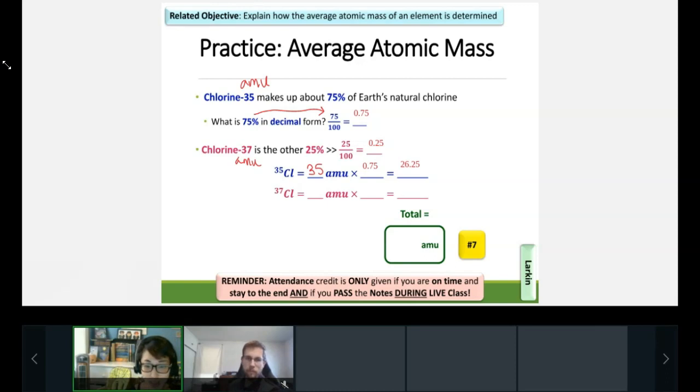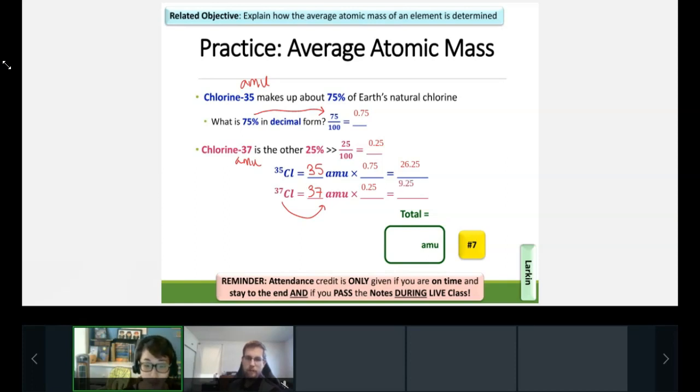Let's do chlorine 37. Again, chlorine 37 by definition, the way that we name it, has a mass of how many AMUs? Yes, 37. Excellent. And this time, this one only occurs 25% of the time. So we're going to multiply it by 0.25. Tell me in the chat, what do we get? 37 times 0.25. Yes, you should be getting 9.25.